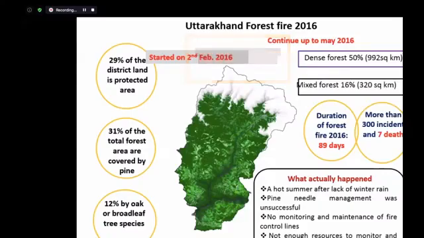What are the actual causes of this forest fire? A hot summer: every forest fire in India happens because of a hot summer and summer conditions. Most of the pine forest is much more vulnerable and susceptible to forest fire. And there is no monitoring and maintenance of fire control lines.